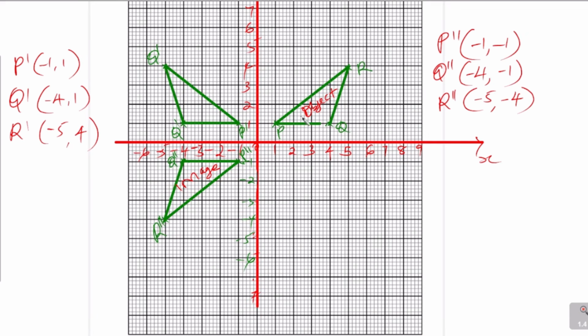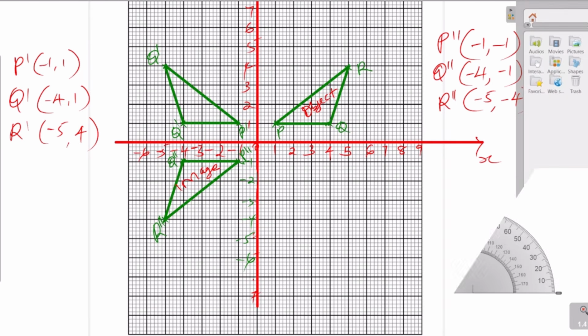When you look at these points, especially where Q is, and look at where Q double prime is, it seems to be a rotation. P can be a rotation too. And having ruled out all the other transformations like reflection and translation, you can see when you look at these points that this is probably a rotation. And for rotation, you must have the center and the angle to describe it. So how do you get the center?